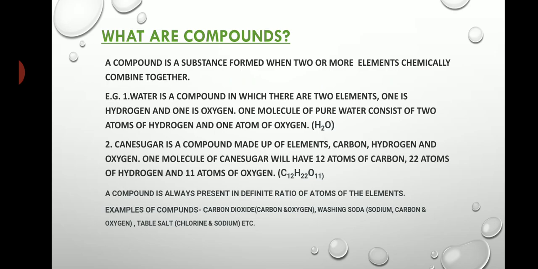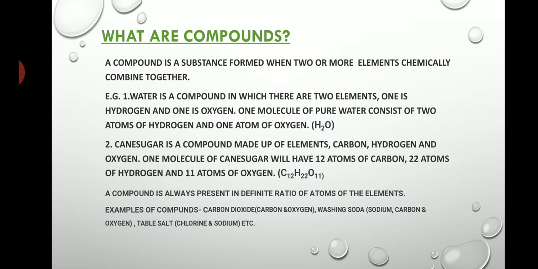What are compounds? A compound is a substance formed when two or more elements chemically combine together. So, in a compound, there will be two or more elements. And these elements, when chemically combined with each other, form a compound.